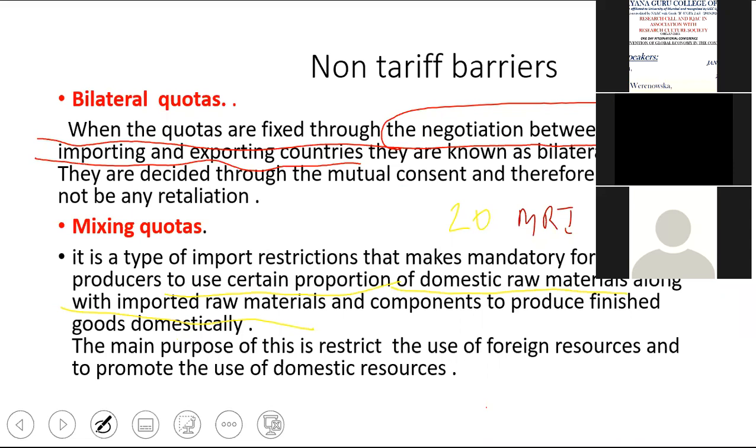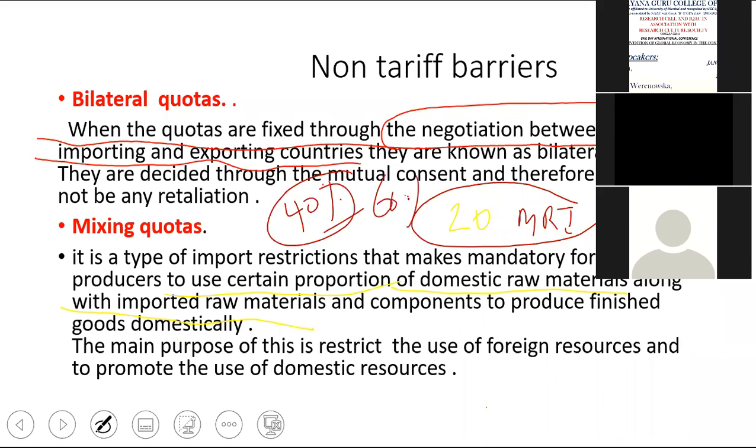Either the government will fix a particular quota. I told you we are importing 20 MRI machines. The government will say that each MRI machine costs 2 crore, so it is 40 crore. So the government will say there is no need to pay duty on 40 crore, but what is important is that a particular portion, 40% you use foreign product, 60% you use Indian product. That is the meaning of that.